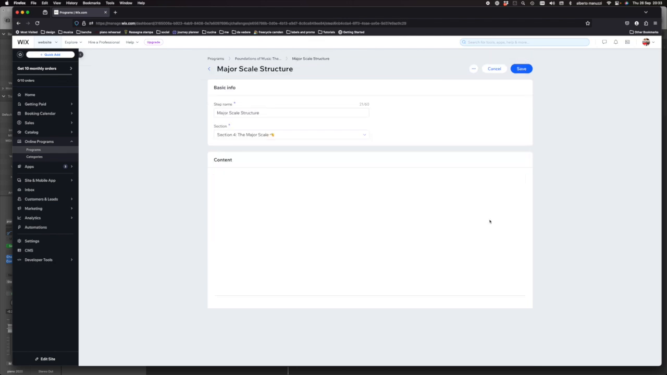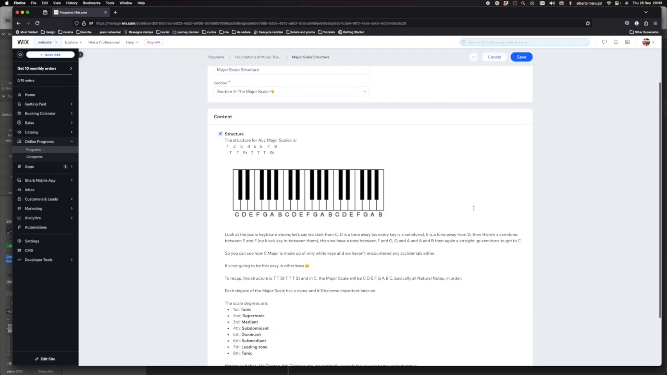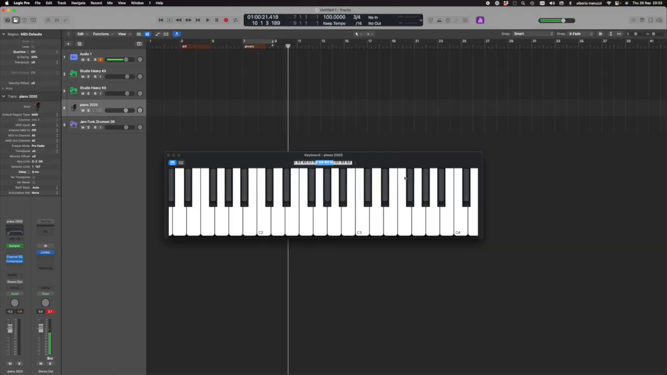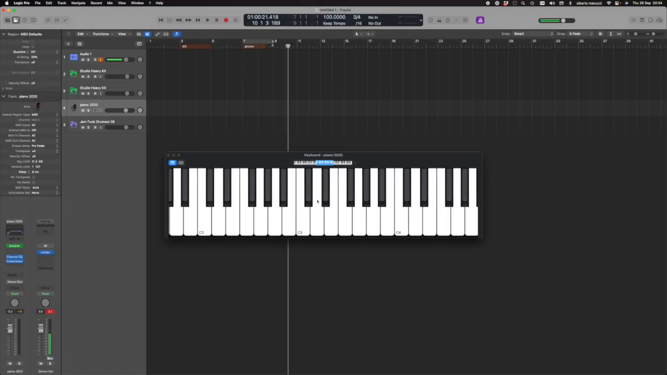Okay, let's get into the major scale structure. Well, what is the major scale? The major scale is the fundamental element of Western music. It's a scale that sounds like this in C. If we grab that keyboard again, there you go. Then from the major scale we build the major chords, of course, right?